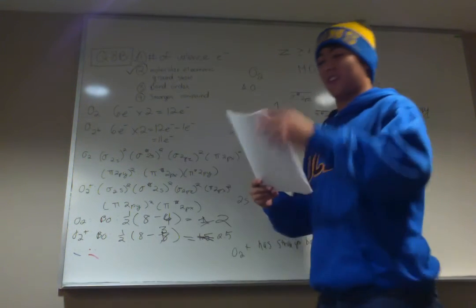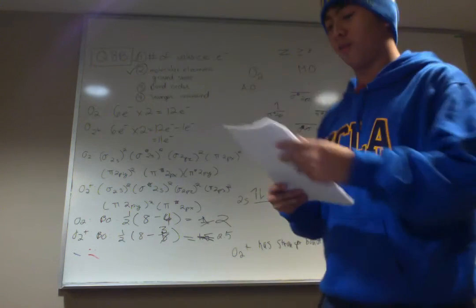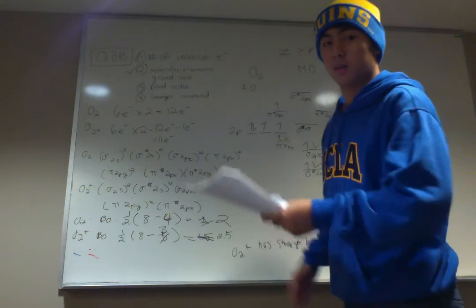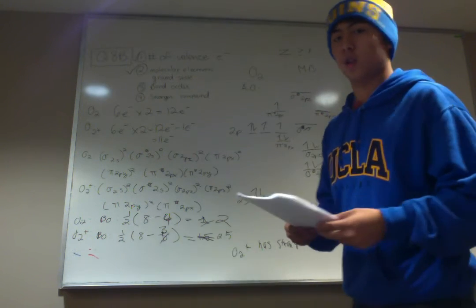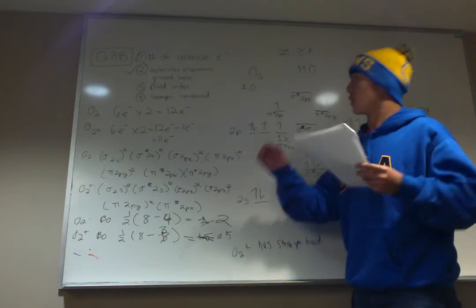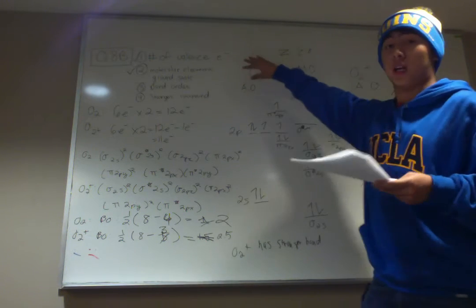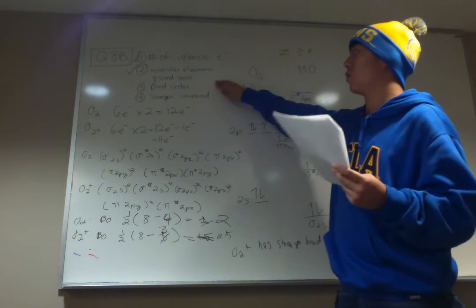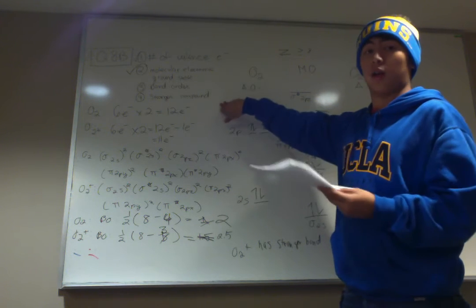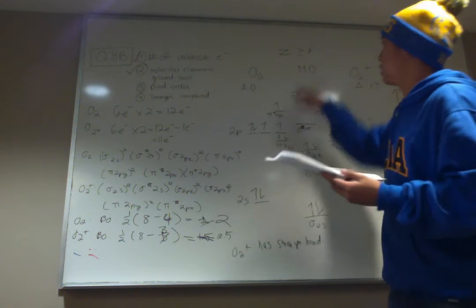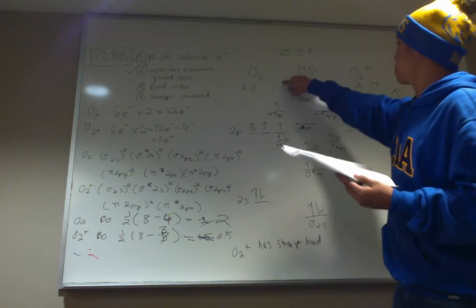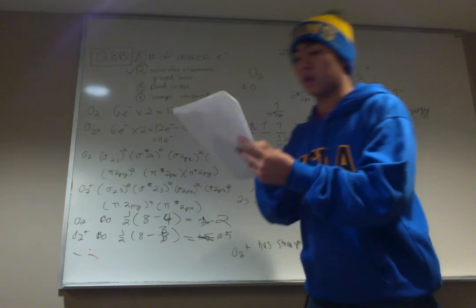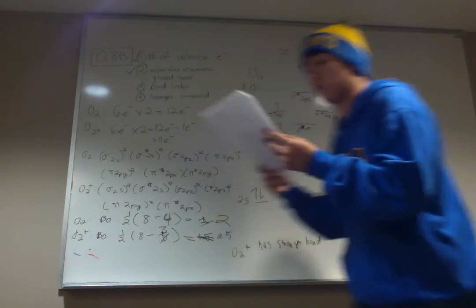Hey guys, this is question 8B from the fall 2015 midterm. I'm going to make this as quick as I can, so here it goes. Question 8B is looking for four things: the number of valence electrons, the molecular electronic ground state, the bond order, and which of the two is the stronger compound. So we have O2 and O2 plus for question 8B, and it's asking which has a stronger bond.